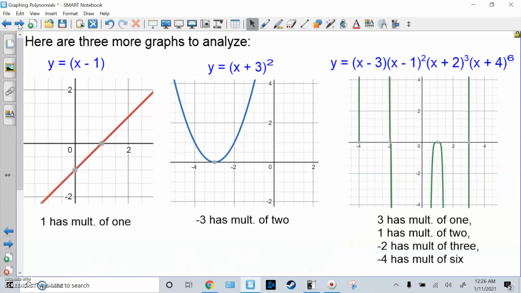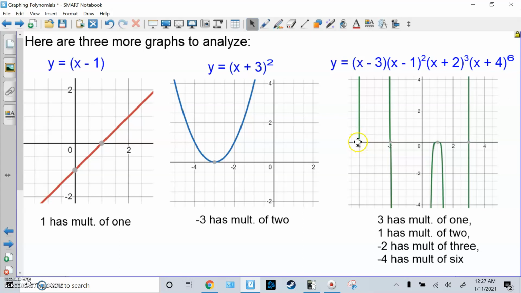So here's 3 more graphs to analyze. This equation, although it's linear, even the parentheses is unnecessary, has an answer of 1 with a multiplicity of 1. 1 shows up once. Here the answer is negative 3 with a multiplicity of 2. Here, positive 3 has a multiplicity of 1 right there. Positive 1 from that second factor has a multiplicity of 2 right here. Negative 2 from the third factor has a multiplicity of 3, so it's right here. And negative 4 has a multiplicity of 6, so it's right there.